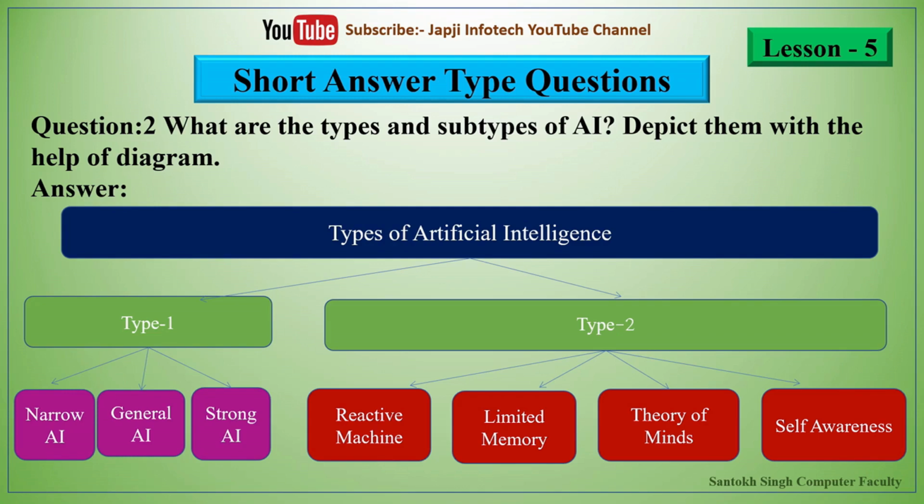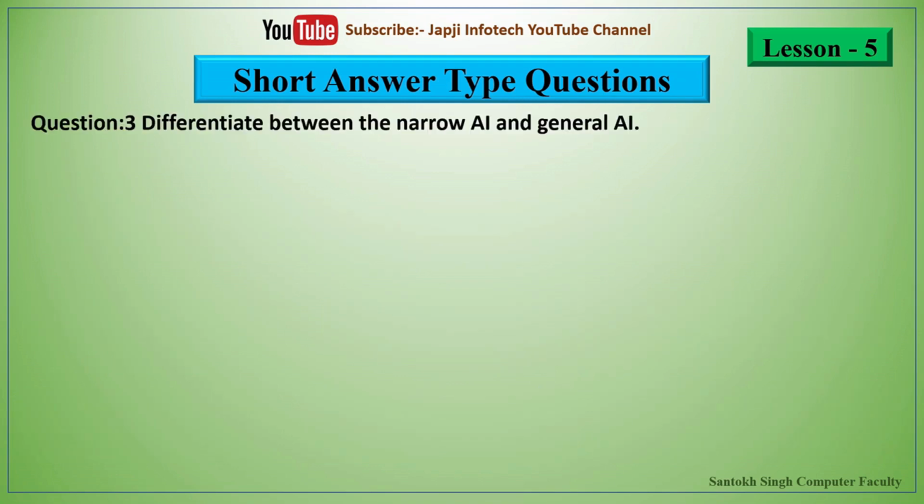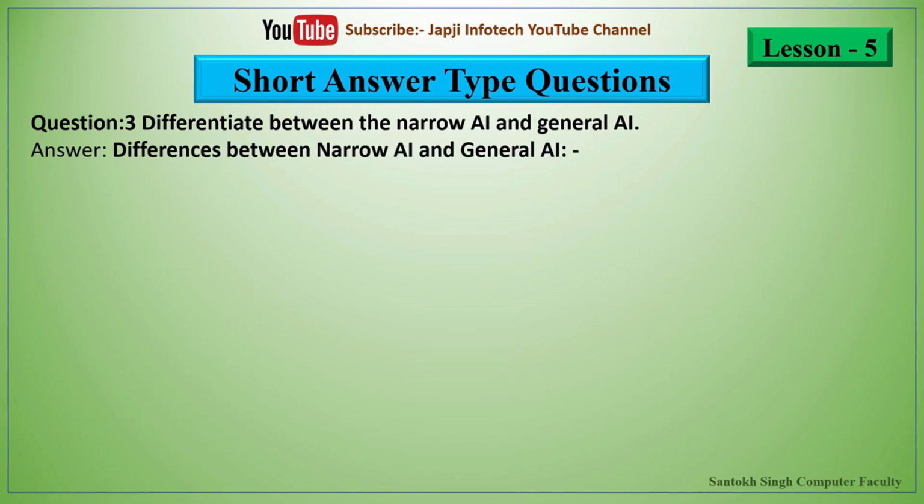Similar to type 1, type 2 also has four types. The first one is reactive machine, the second one is limited memory, the third one is theory of mind, and the fourth one is self-awareness. The third question is, differentiate between narrow artificial intelligence and general artificial intelligence. So the differences between narrow AI and general AI are as follows.